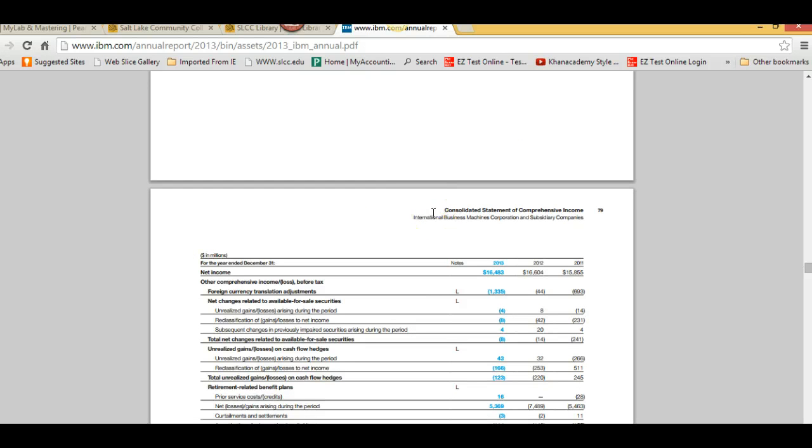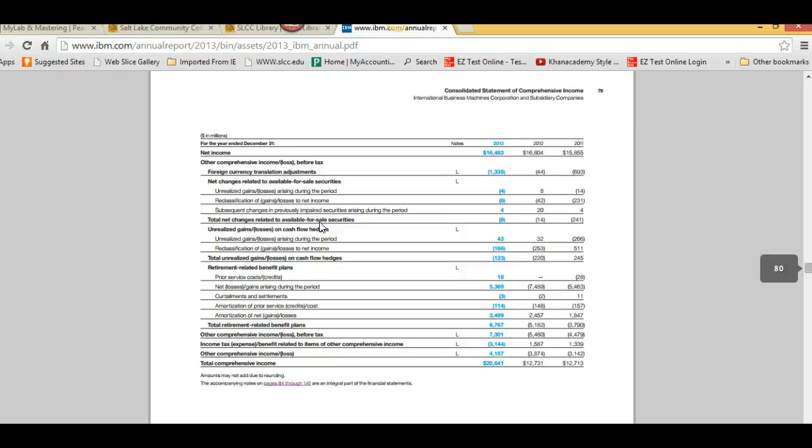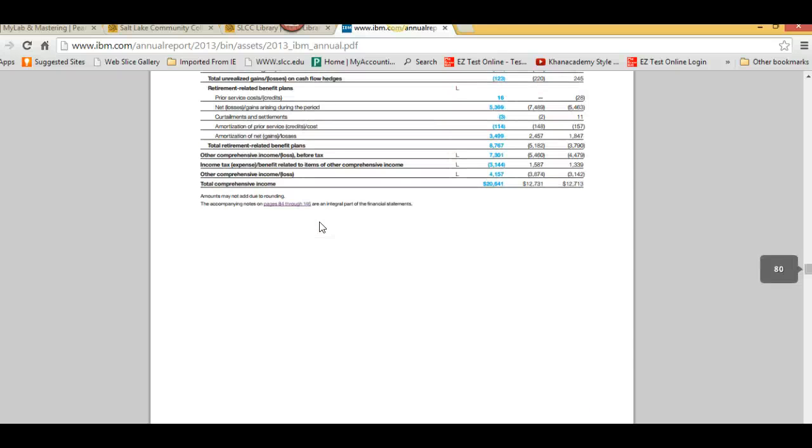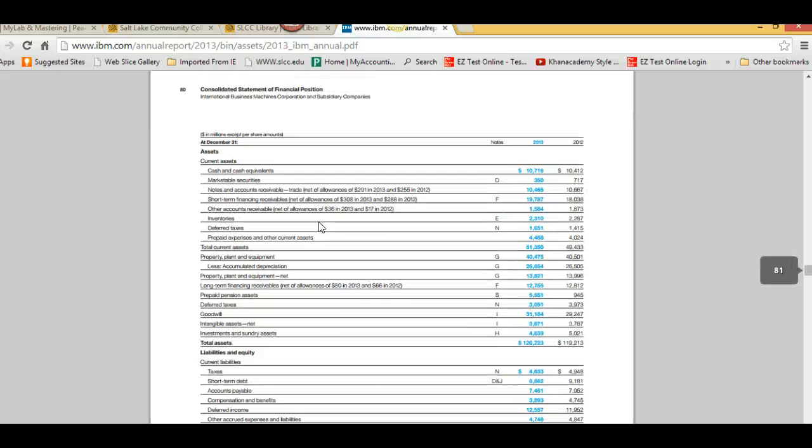A consolidated statement of comprehensive income, that newcomer that I'm sure is a little unknown to you. We'll talk about that in Chapter 4. And now the star of our show, the consolidated statement of financial position. This also means balance sheet.